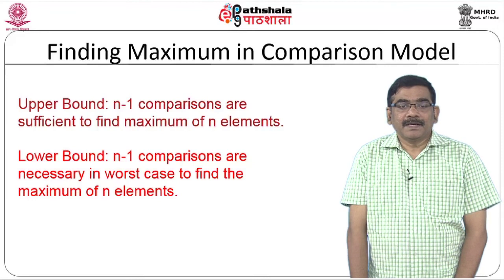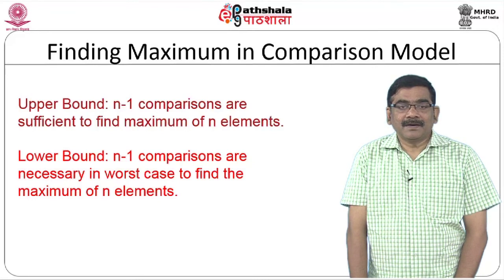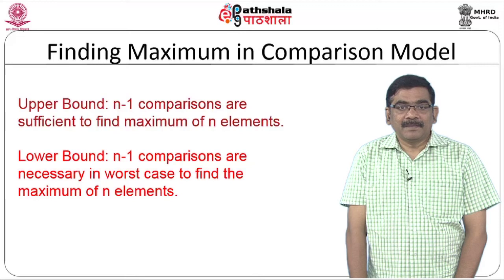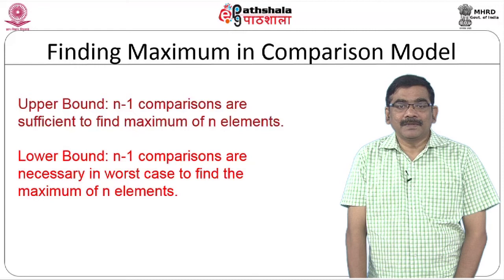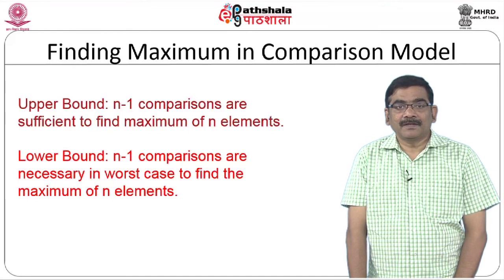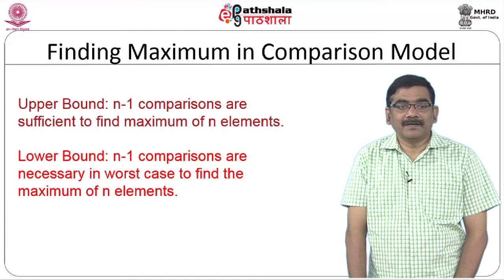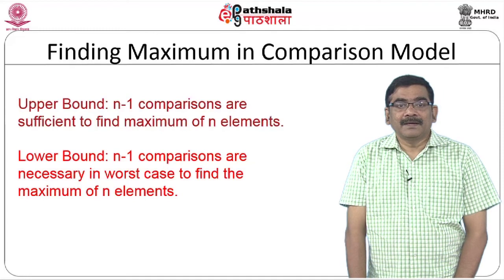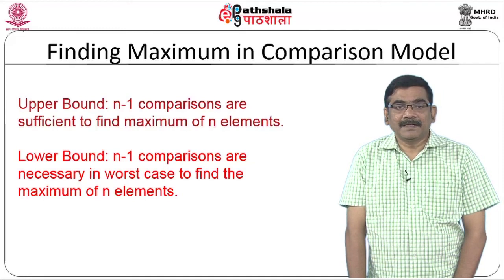So, at most n minus 1 comparisons are required. We can easily say, first you check the first element as the largest element, then you compare it with the second. Based on that you update the largest. This process is continued for the third element, fourth element. So, n minus 1 comparisons are required for finding the maximum in an array.